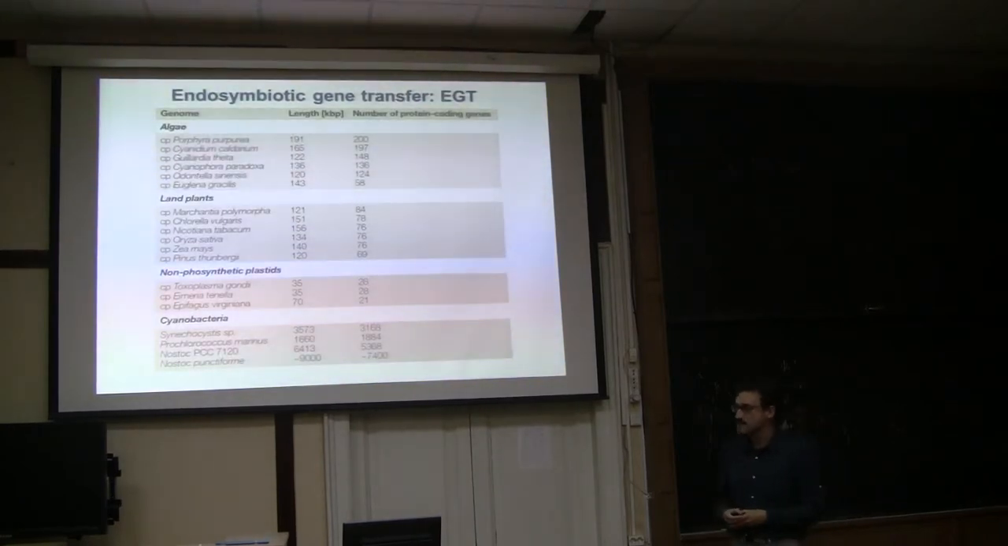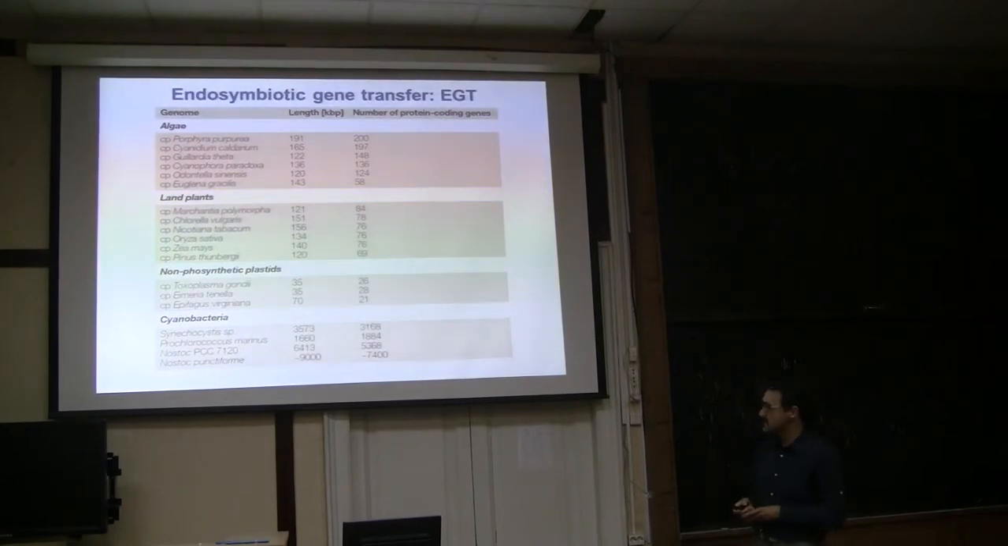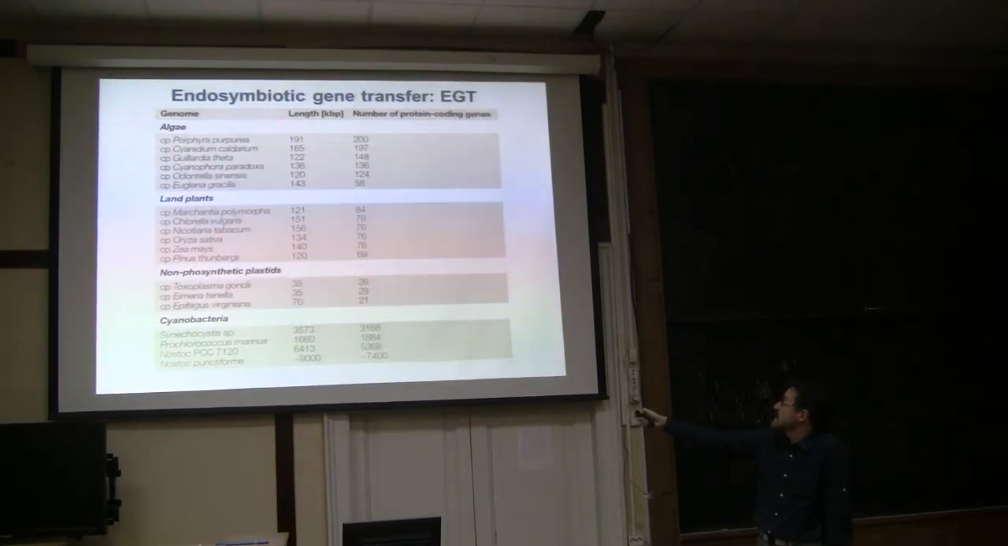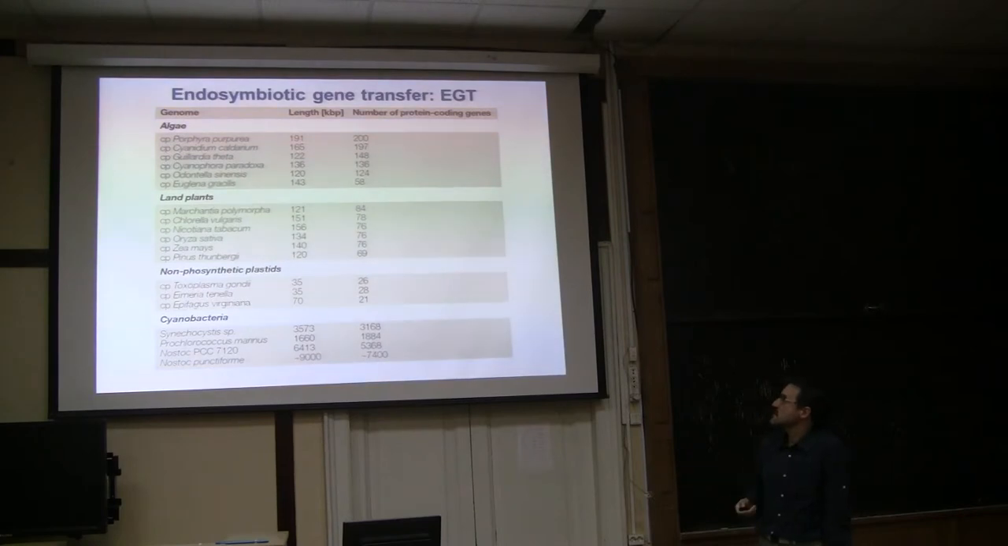Going to the topic of my talk, when people began to sequence genomes from the plastids of different photosynthetic eukaryotes, they realized a very interesting thing: in all cases, these plastid genomes tend to be very small. They are just about 30 to 200 kilobases, and they encode a relatively small number of proteins, which range from 20 to 200 different proteins.